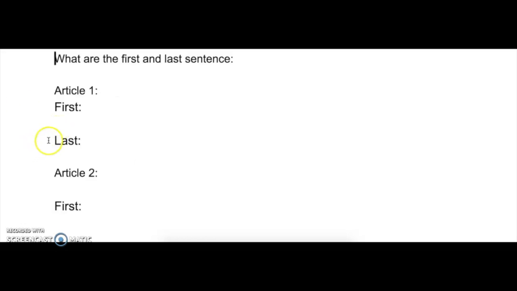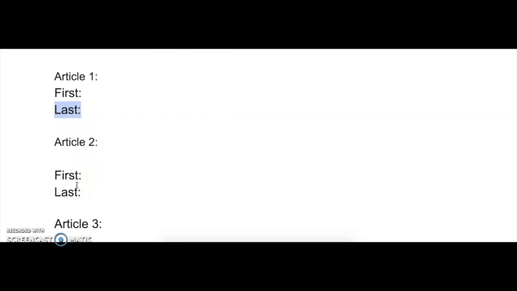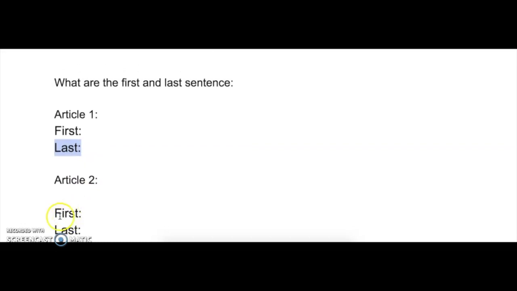Onto first and last sentences in the articles. You have links to those articles, so finding out what these are and putting them into the question at the right should not be an issue. In the first article, what is the first sentence? In the first article, what is the last sentence? Article 2, what is the first sentence? In Article 2, what is the last sentence?